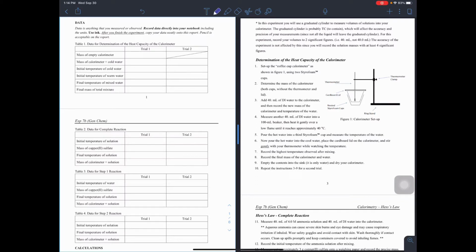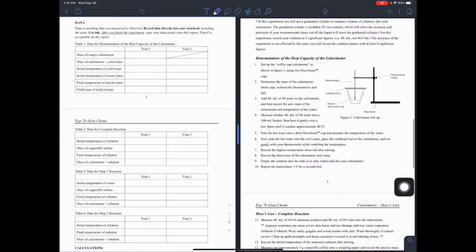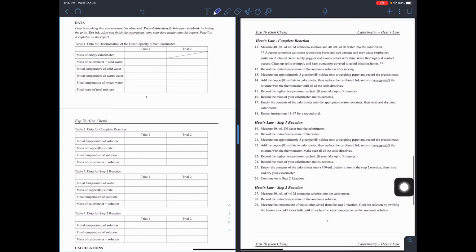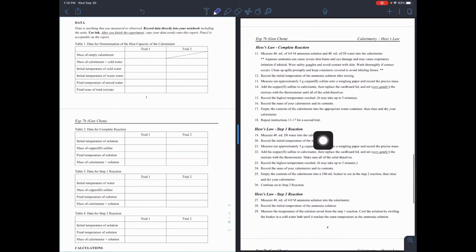Let's talk about the calculations for experiment 7b. As we go through the experiment, setting up the calorimeter, we're going to be recording a lot of information: the mass of the calorimeter when it's empty, adding water and weighing the calorimeter with the water in it, heating water, we're going to have some temperatures, and then a final mass. And as we go through the other sections, we'll see that we're collecting similar information.